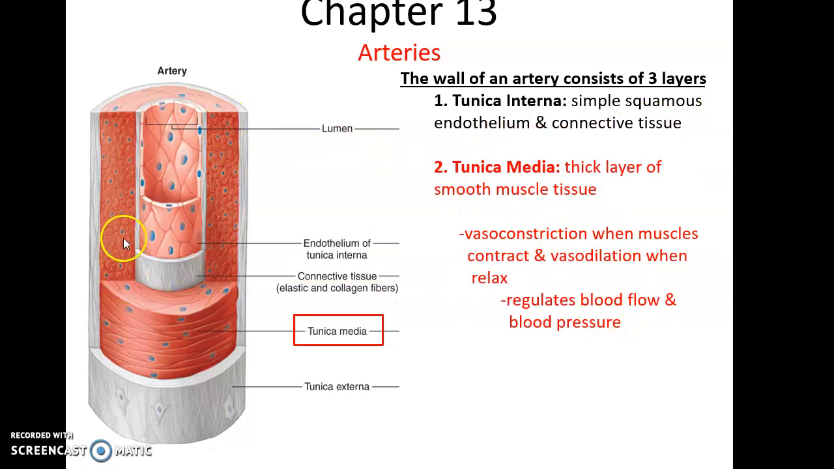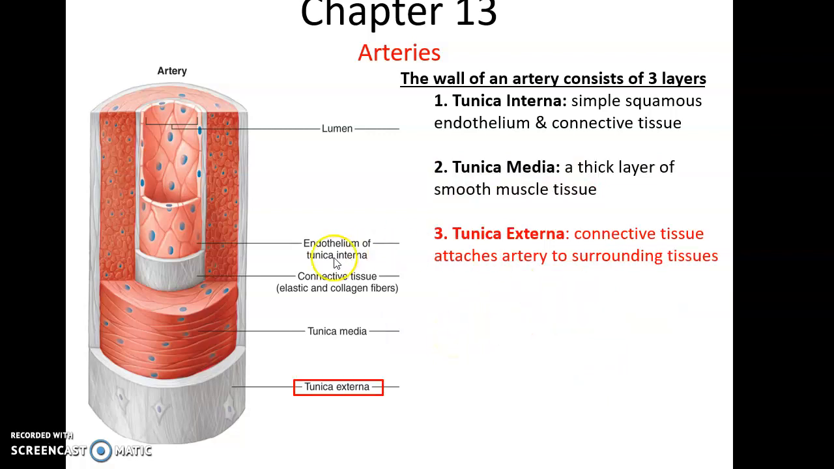Tunica media is the middle layer. Tunica media is the thickest layer of arteries, and it is where you find the smooth muscle tissue. So the smooth muscle tissue can vasoconstrict, causing the space, the lumen within the artery, to get smaller, or it can vasodilate. The muscle tissue relaxes, increasing the size of the lumen, the space within the artery. And this helps to regulate blood flow as well as blood pressure. And then the external tunica externa is composed of connective tissues that help to give the arteries overall shape and attach it to surrounding tissues so it stays in place.